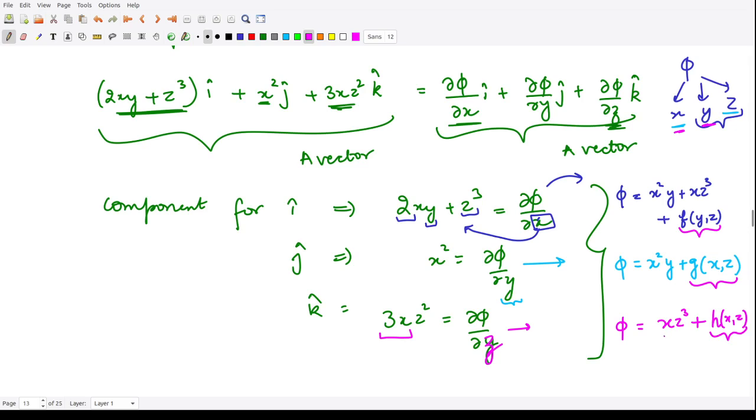So for sure our φ will contain all these functions. φ will contain x²y, which is coming here, so that means here it should be a function of x and y, right? So this h of x y should be here, because it should also come in this function. So you have x²y here for sure.